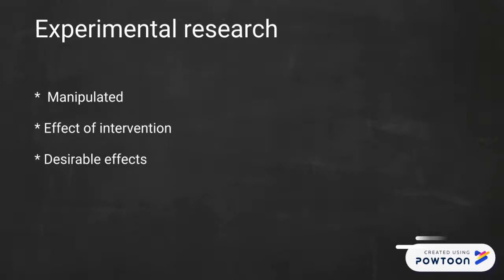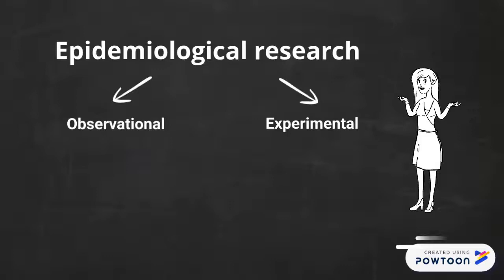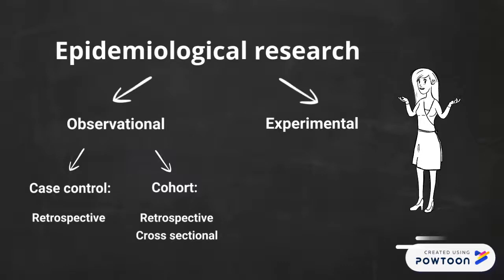Now you have a clear understanding of the difference between observational and experimental research. We can go into a little more depth. Here you see an overview of the types of studies within epidemiological research. You see the division between observational and experimental research as described earlier. Within the observational category, there are retrospective cohort studies, cross-sectional cohort studies, and case control studies. The two remaining studies, which are observational prospective cohort studies and experimental cohort studies, are now going to be discussed in a little more detail.